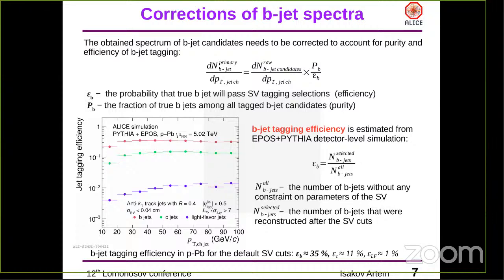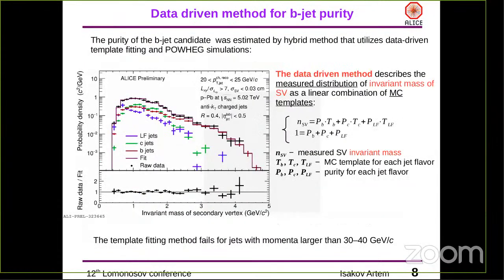We can see that the contribution from the main background source, light flavor, was suppressed by a factor of 100, while our target b-jets have an efficiency of 35%. Then the next step is estimation of the purity of the b-jet candidates. It was done by a hybrid method, which utilizes data-driven template fitting and POWHEG simulation.